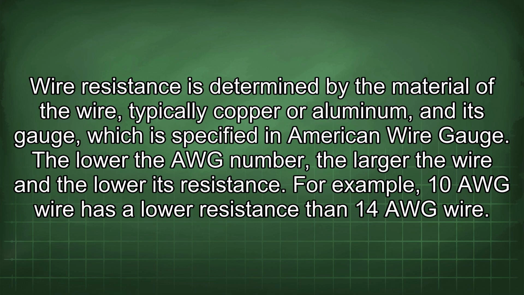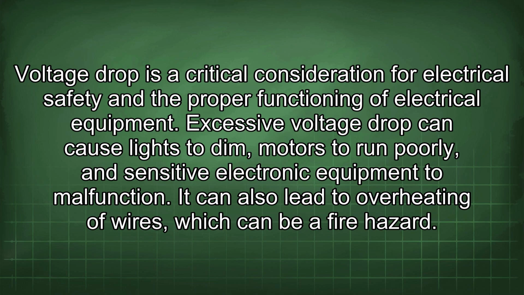Wire resistance is determined by the material of the wire, typically copper or aluminum, and its gauge, which is specified in American wire gauge. The lower the AWG number, the larger the wire and the lower its resistance. For example, 10 AWG wire has a lower resistance than 14 AWG wire. Voltage drop is a critical consideration for electrical safety and the proper functioning of electrical equipment. Excessive voltage drop can cause lights to dim, motors to run poorly, and sensitive electronic equipment to malfunction. It can also lead to overheating of wires, which can be a fire hazard.